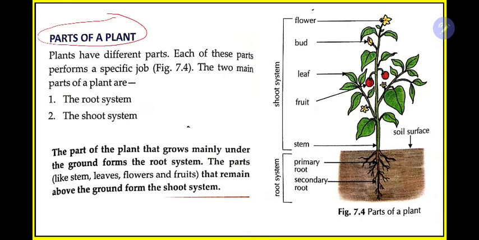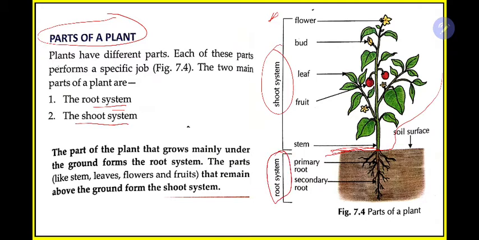Okay, so basically we know there are two parts of a plant. These are the root system and the shoot system. We'll discuss what is root and what is shoot. So just look at this diagram. In this diagram we have two parts. From the flower at the top down to the part we can see above the soil, this part is known as your shoot system or shoot part, and the part which is under the soil is known as the root system.